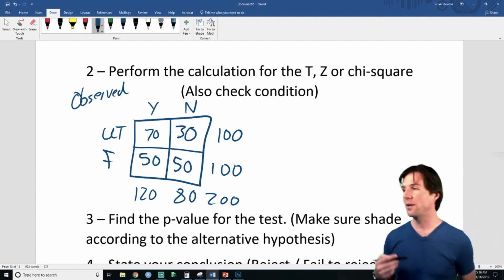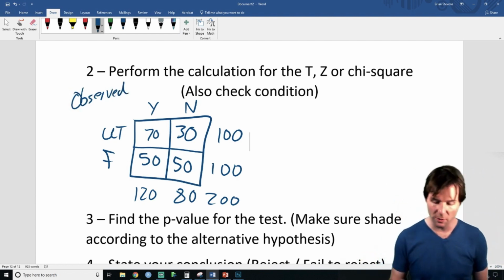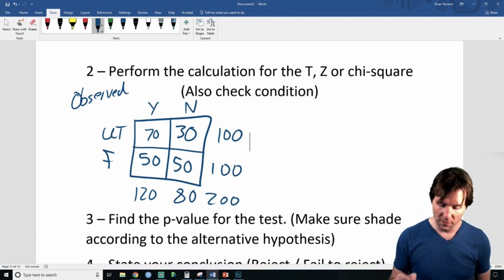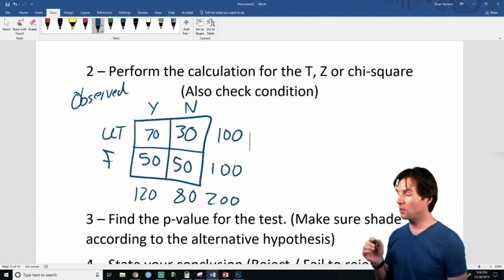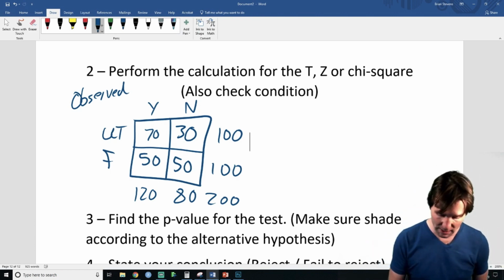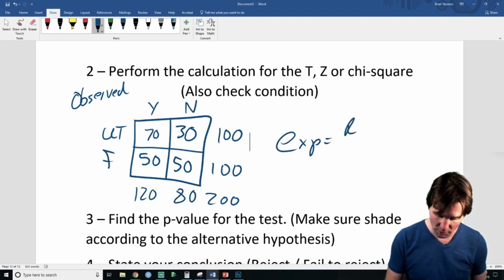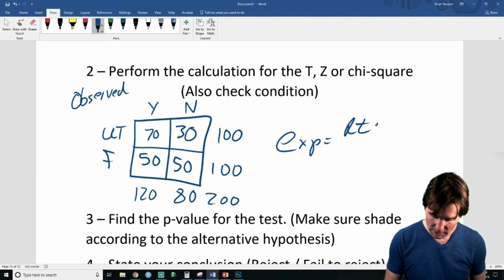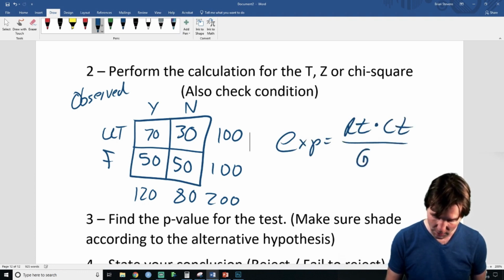And now we need to find all of the expected values. I'm going to show you a trick. The formula for the expected values, which is what I talked about earlier: every expected value equals row total times column total over grand total.